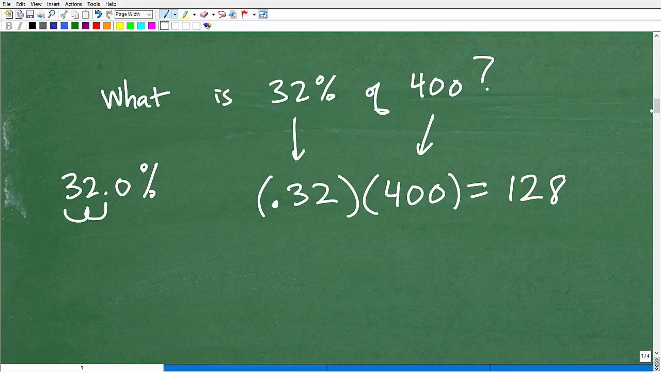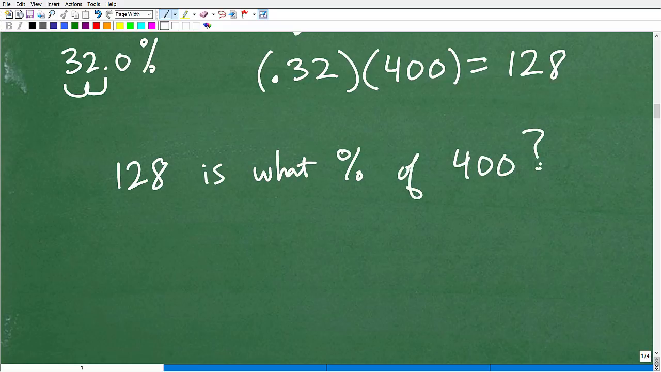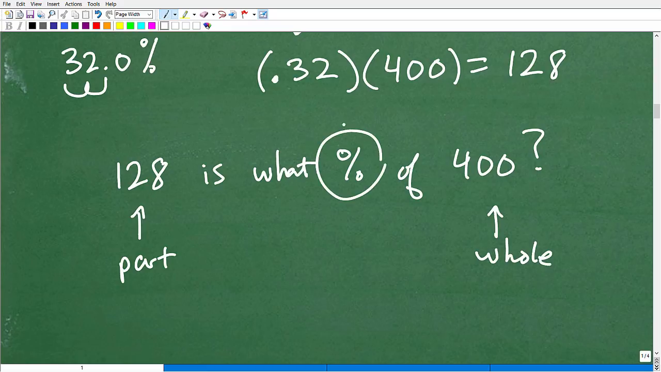Okay, now let's mess around here with this problem. And I will say, 128 is what percent of 400? Okay, so now this is just the definition of percent. To do these kinds of problems, this is the part, and I'm asking how much is the part out of the whole? By definition, that is the percent.